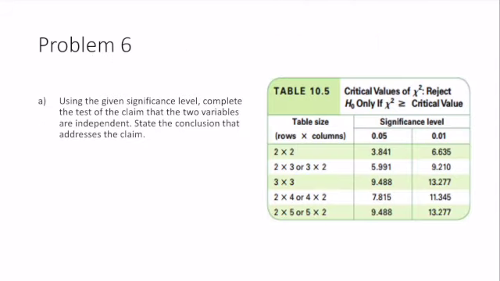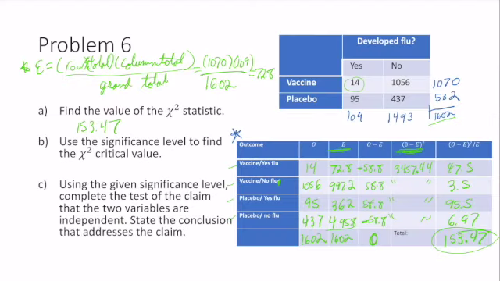Okay, so I have a 2x2 table. I'm looking at the 0.05 significance level, so my critical value is 3.841. And the instructions of how to use a chi-squared table are right in the title. I reject my H0 only if my chi-squared statistic that I calculated is greater than the critical value. So my critical value is 3.841.